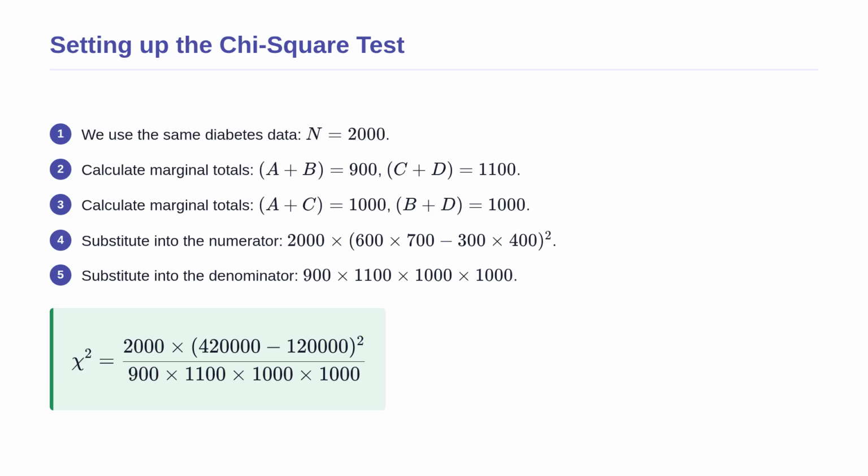We chose this shortcut formula because it saves us from calculating expected values individually. We substitute n and our cross products into the numerator and our 4 marginal totals into the denominator. Our final setup shows exactly how the raw data feeds into the statistical test, ready for computation.